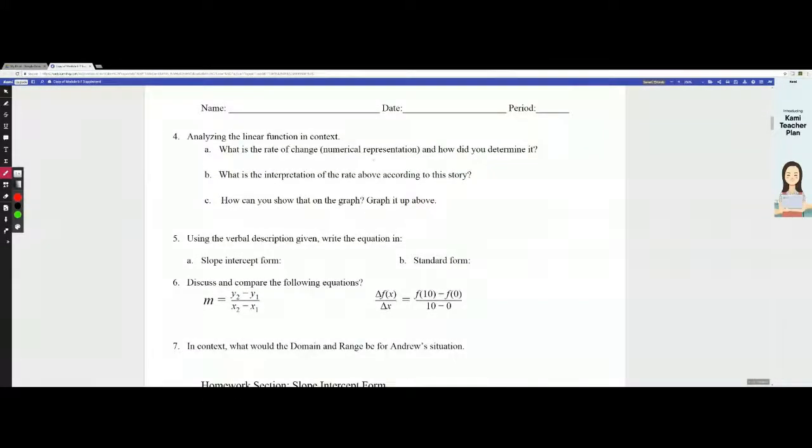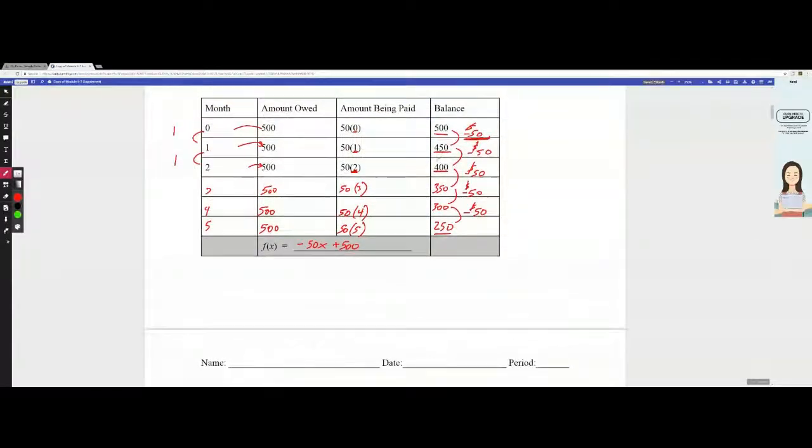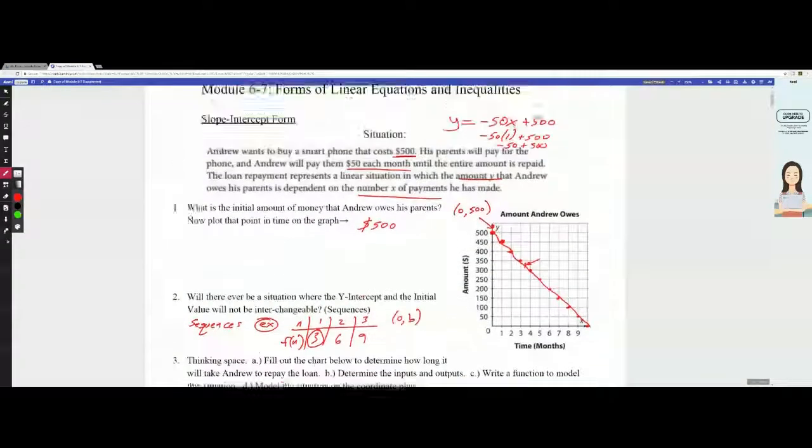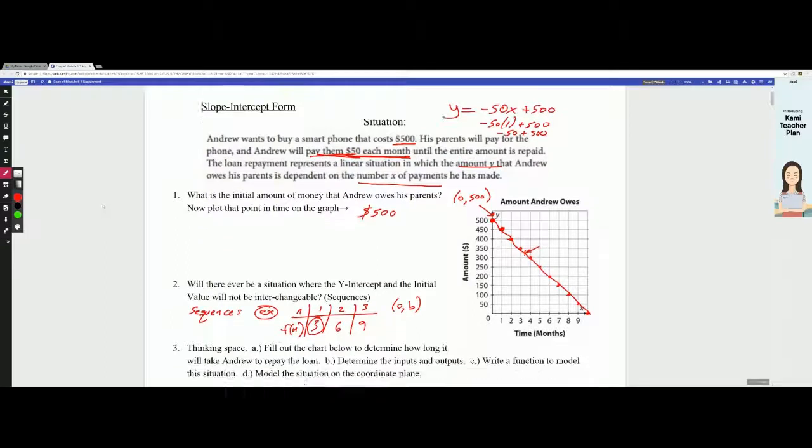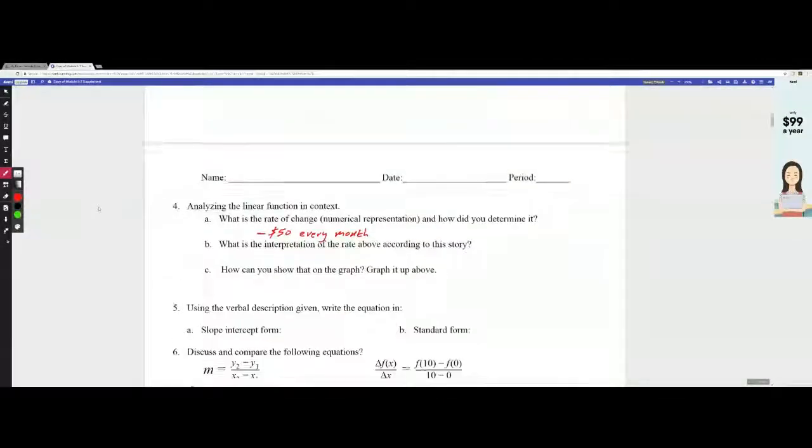All right, so analyzing the linear function in context. What is the rate of change? Again, it's minus $50 every month. He's paying off 50 bucks every month. How do you determine it? Well, we also looked at the table, and also the verbal description, which we did in Module 5. He's paying them 50 bucks, so that's minus 50 bucks every month.